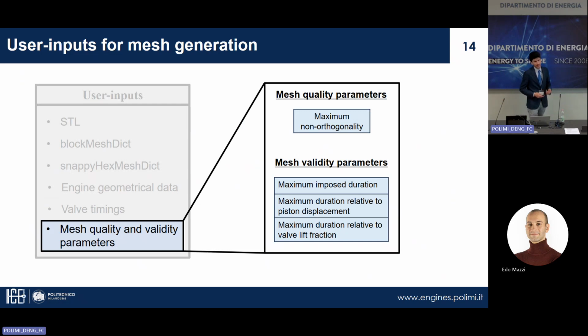Then some mesh quality and validity parameters. For what concerns the mesh quality, we have the maximum non-orthogonality. There is a standard one, but we can change it, of course. And then recently we added some mesh validity parameters, like the maximum imposed duration, if we want to limit the stretch of the cells, and also the maximum duration relative to the piston or valve displacement. For example, we want to stop the deformation when we reach 20% of the piston movement because we don't want to stretch the cells too much, even if the quality is still valid.